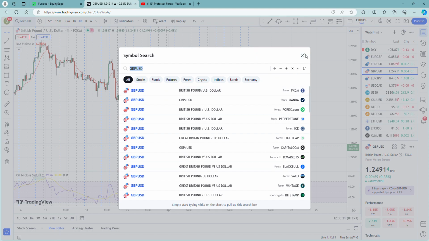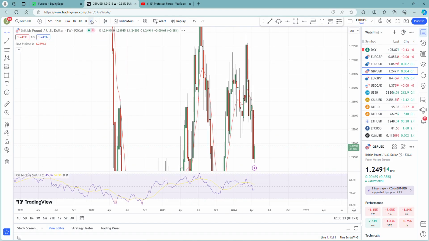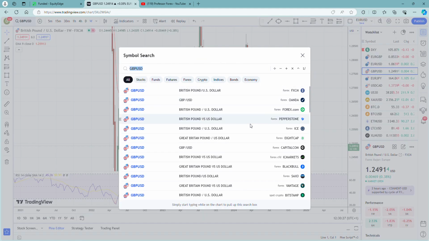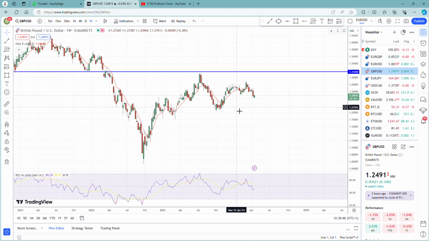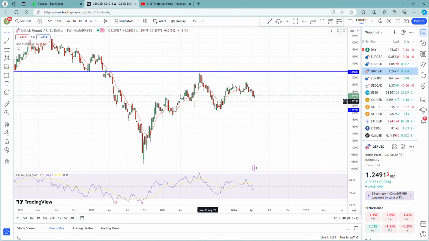So remember, GBPUSD, searching in the top left corner. If you go into the weekly time frame, you've got different brokers here, you see. So this is a broker I use, IC Markets. It'll have different spreads. So I'll go ahead and do it on this one. Starting on the weekly, you need your support and resistance, which is here. Clearly this is where it changes from bullish to bearish, bearish to bullish.